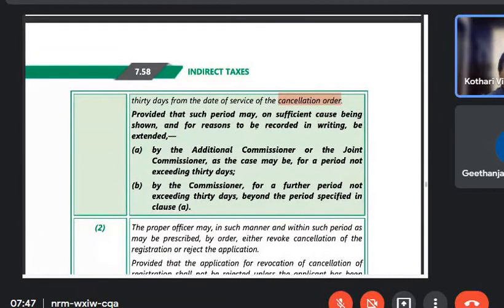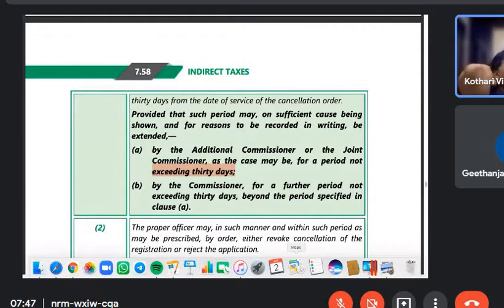such period may, on sufficient cause being shown and reasons recorded in writing, be extended by the additional commissioner or the joint commissioner for a period not exceeding 30 days, and by the commissioner for a further period not exceeding 30 days beyond that. So the maximum is 90 days within which you can apply. 30 days with the proper officer, an additional 30 days with the additional commissioner or joint commissioner, and an additional 30 days with the commissioner.